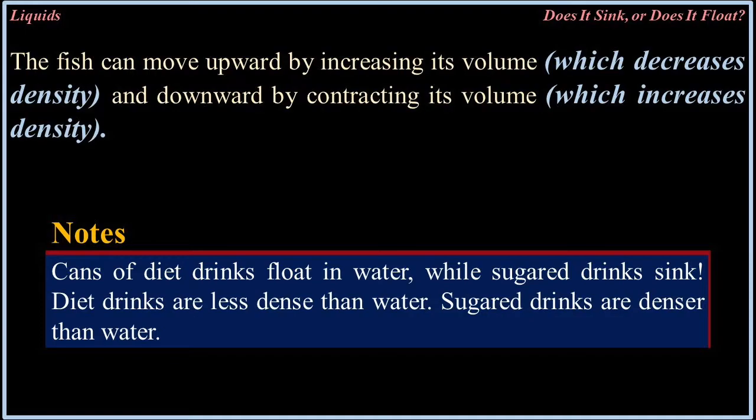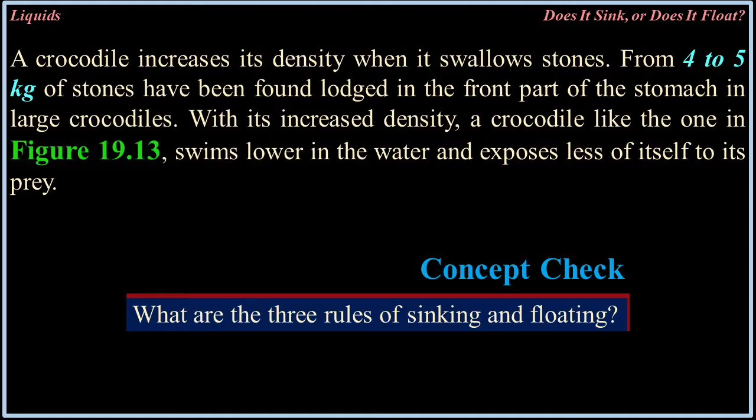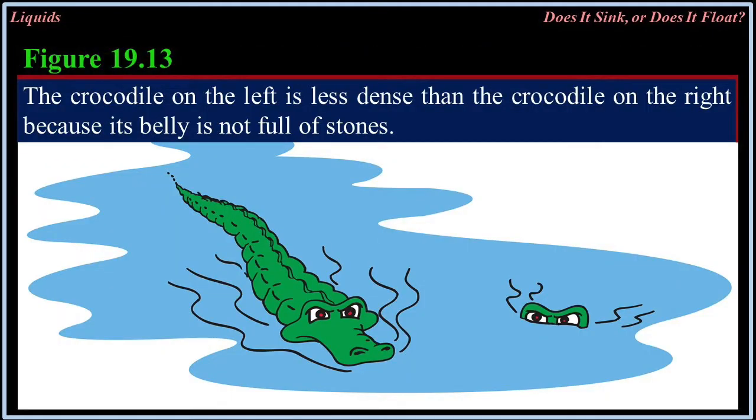Diet drinks are less dense than water. Sugar drinks are denser than water. A crocodile increases its density when it swallows stones. From 4 to 5 kilograms of stones have been found lodged in the front part of the stomach in large alligators. With its increased density, a crocodile like the one in Figure 19-13 swims lower in the water and exposes less of itself to its prey.